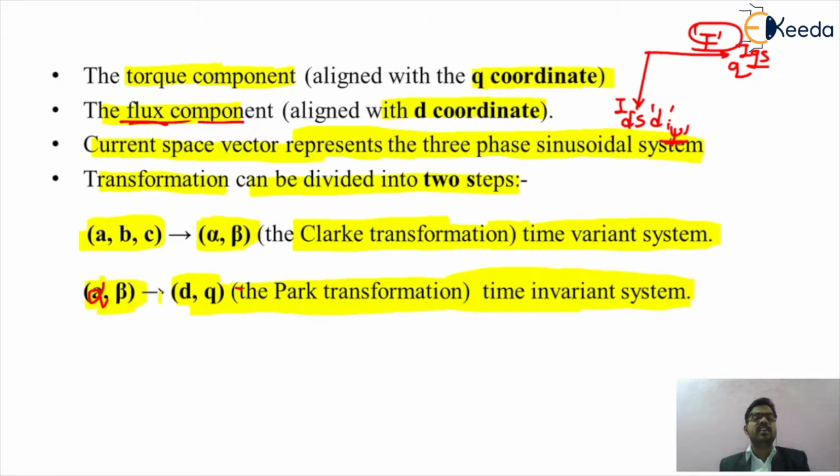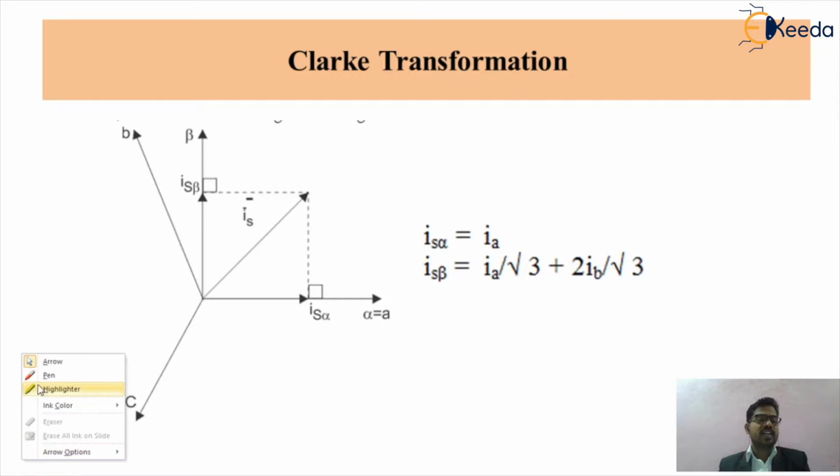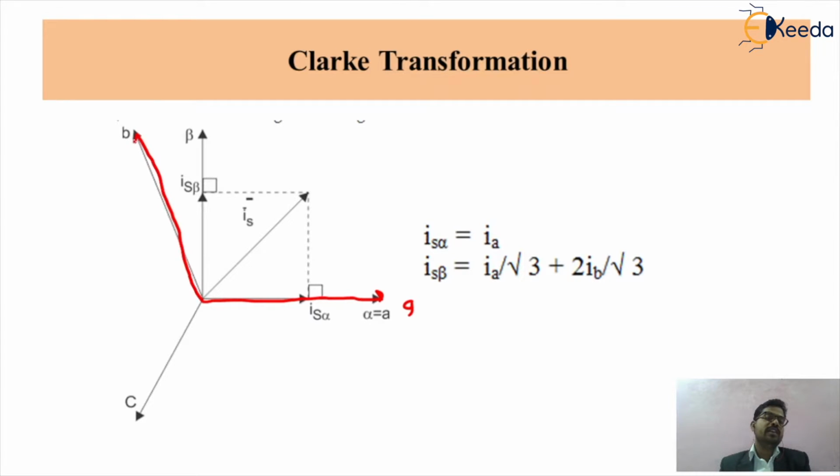Now friends, we can understand in detail what we mean by the Clark transformation. As we have seen, the transformation is from phase quantities. First of all, this will be phase A, this will be phase B, this will be phase C. Each phase is displaced by 120 degrees from each other, AB, BC, and CA. So the phase displacement between each phase is 120 degrees.